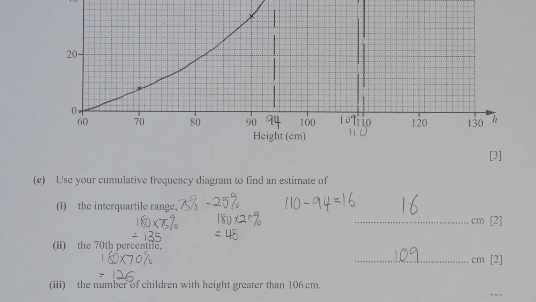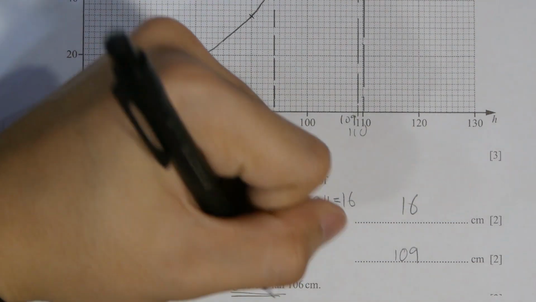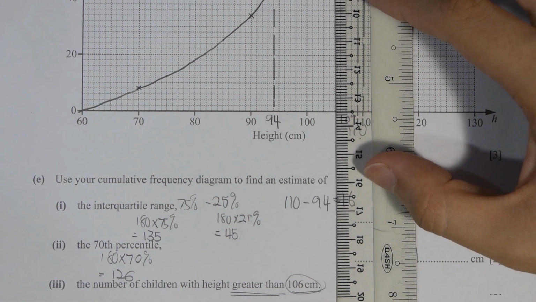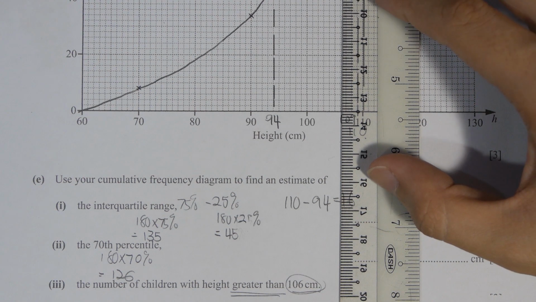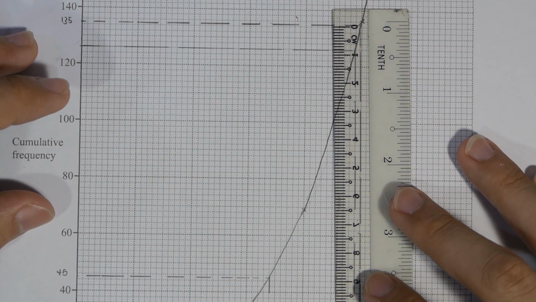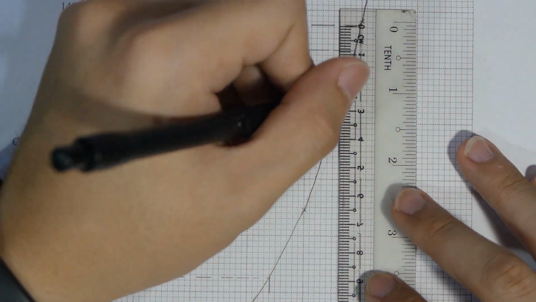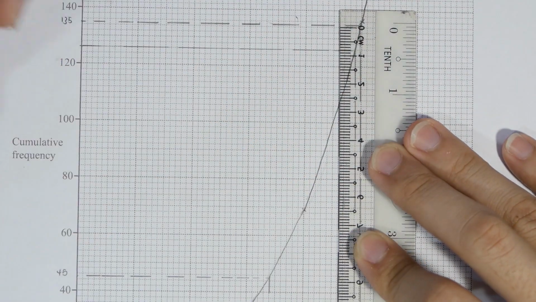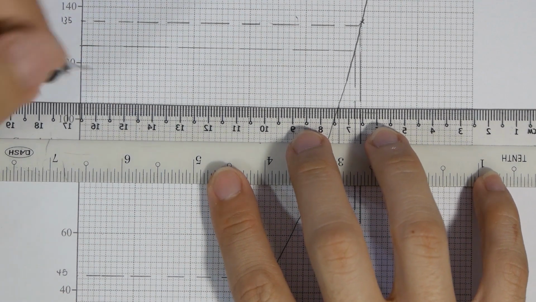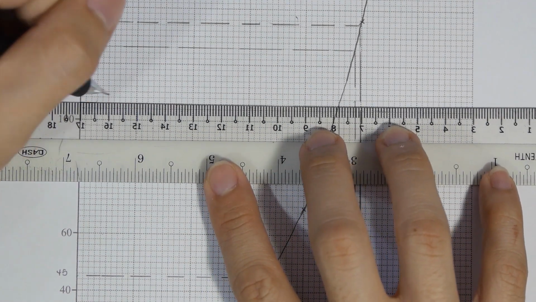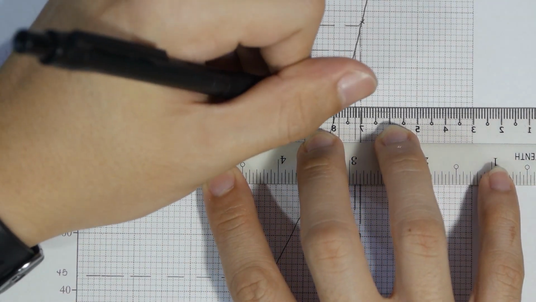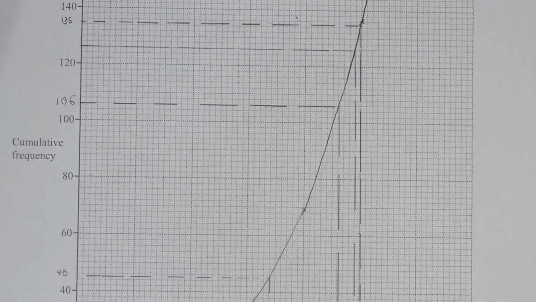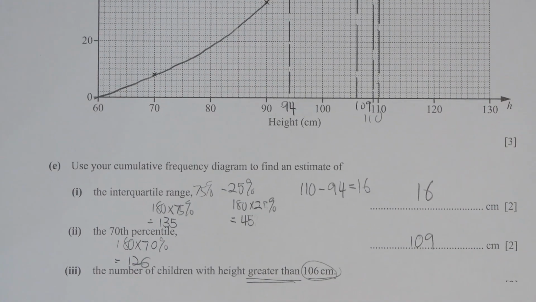Whereby for number 3, the number of children with height greater than 106 cm, right? So from 106 cm, I drew it up, and I identified the value as 106. So I take 180 minus 106, I will get 74. However, my answer is actually different from the marking scheme. The marking scheme states that the range will be 66 to 72.